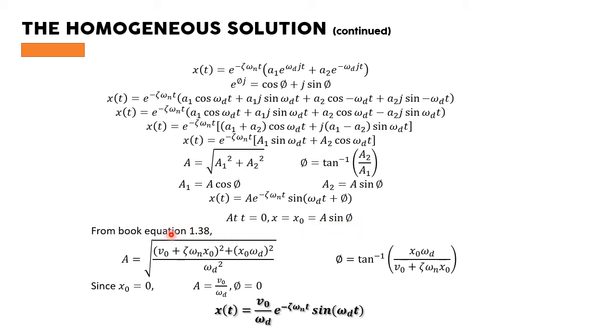So using the equations from our course book, equation 1.38, which implies that a must be equal to this expression, and phi must be equal to this expression. We have assumed that at t equals 0, our car was stopped. So at t equals 0, x naught was 0, which gives us a equals v naught over omega d. And finally it also gives us that phi equals 0. So this equation has been further simplified into this simple equation, which gives us the homogeneous response of the equation we saw on the previous slide.